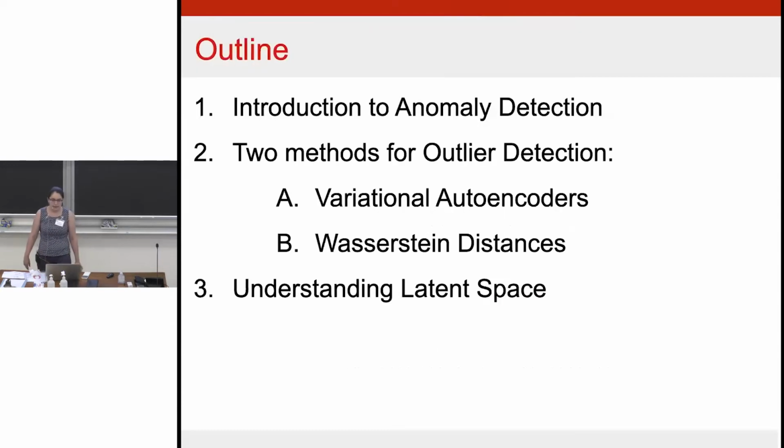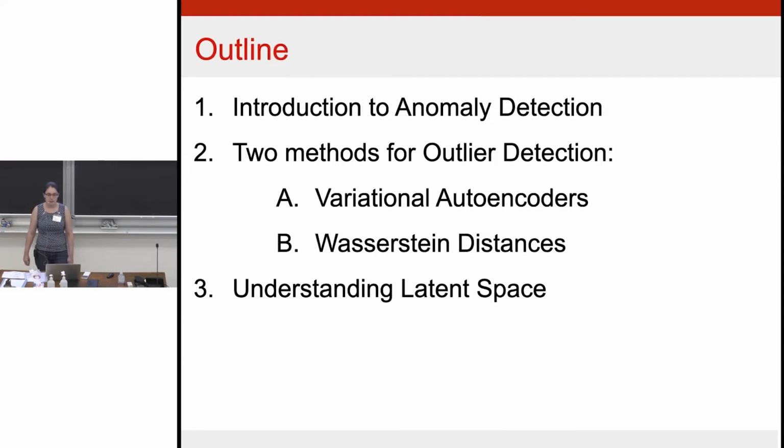So before I get into details, I want to start with a brief outline of what I'm going to talk about. So I'm going to give an introduction to anomaly detection. I know we've heard several talks about anomaly detection already, but there is a distinction I would like to make that hasn't really been discussed yet. So I'm still going to go over that. Then I'm going to go into two methods for a particular type of anomaly detection called outlier detection.